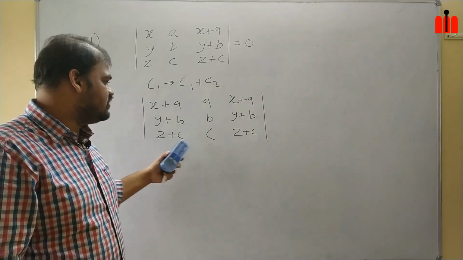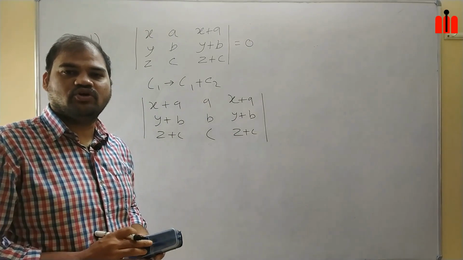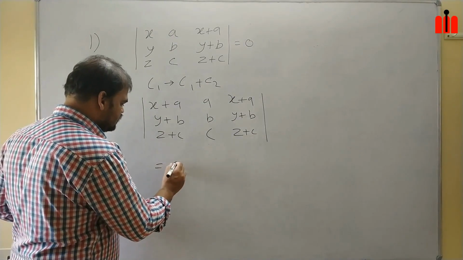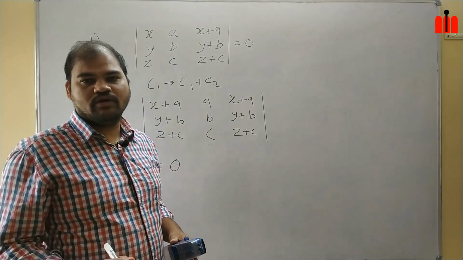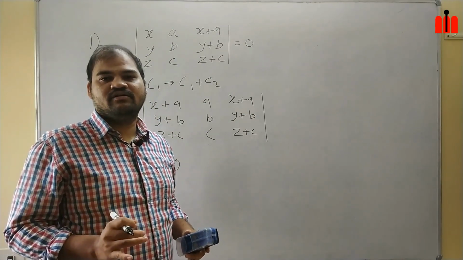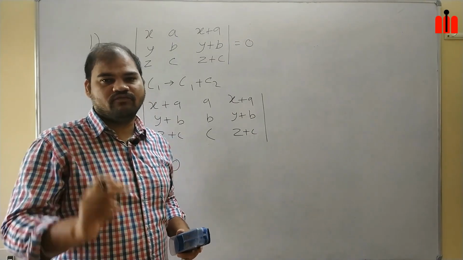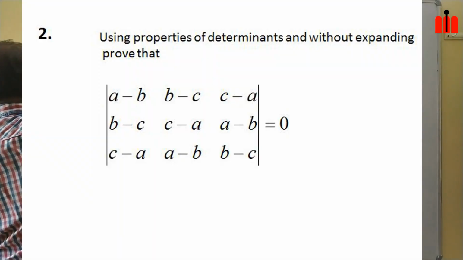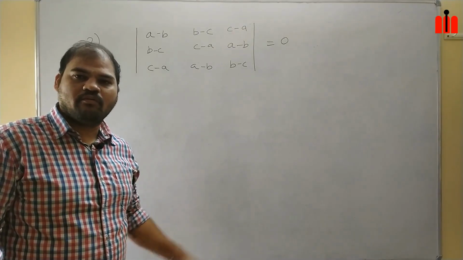Now you can see that c1 and c3 are both the same. There is a property of determinants that if two columns or two rows are the same, then the determinant becomes 0. So this determinant becomes 0 by using that property. The property is: if any two columns or any two rows of a determinant are equal, then it is equal to 0. This completes problem number 1. Let's move on to problem number 2.